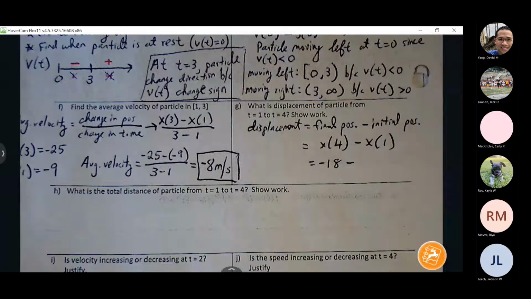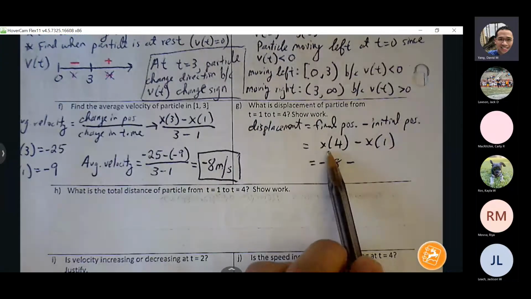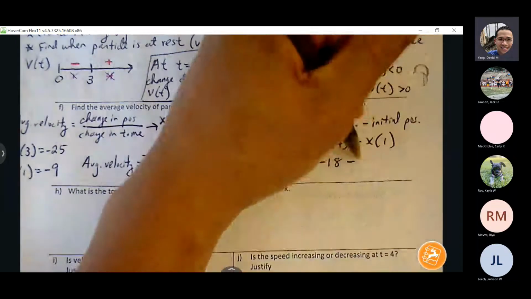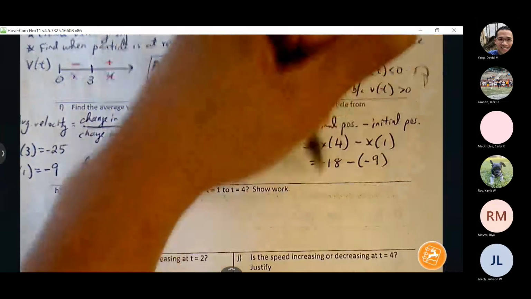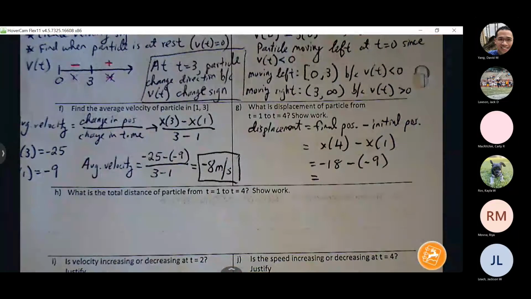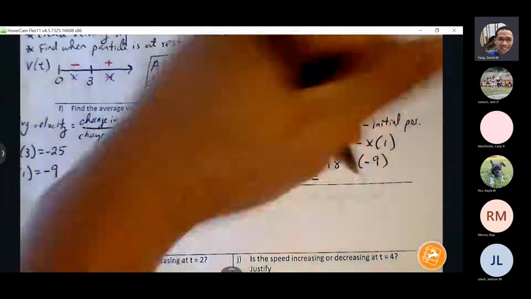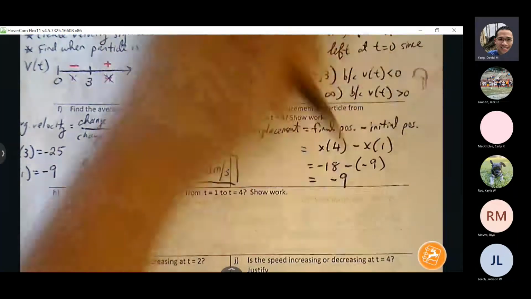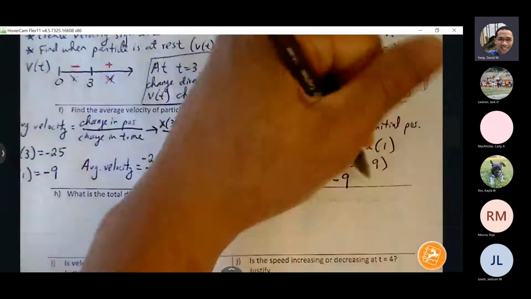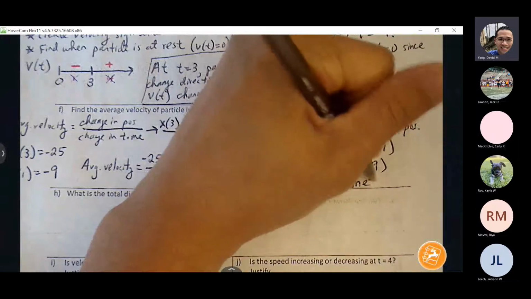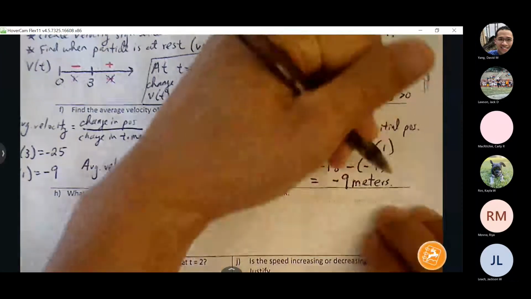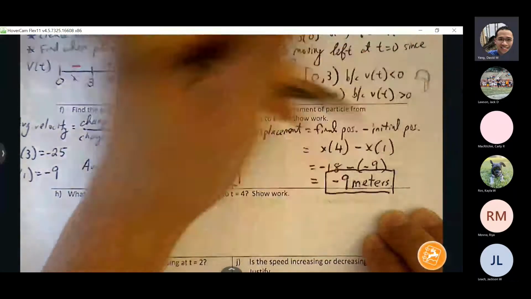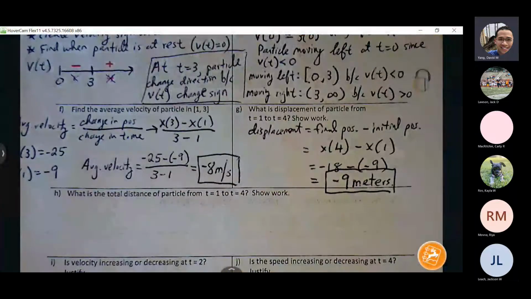Putting it back into the original position function. X of 1 is negative 9. So negative 18 plus 9 is negative 9. What's the unit for displacement? Meters. Just meters, yeah. It's just how far, where are you in relation to your starting point? So here, that just means between 1 and 4, he's 9 meters back from where he started.